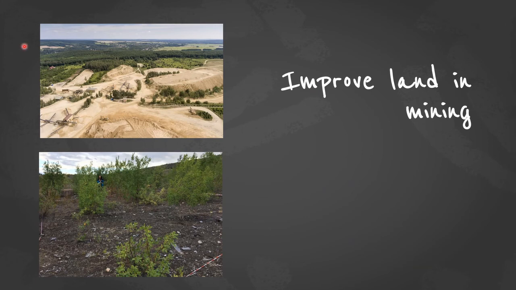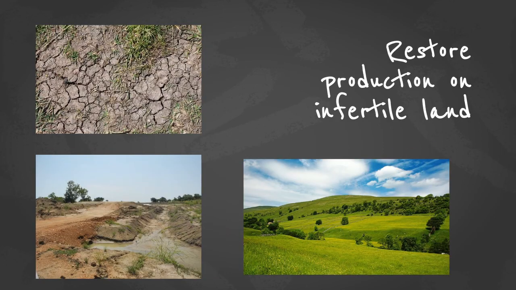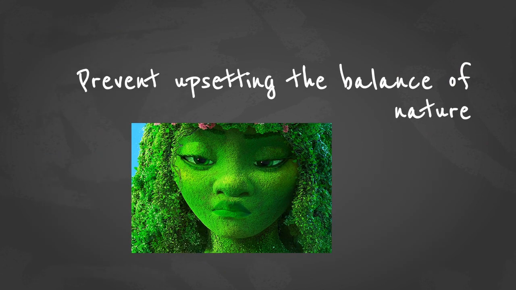Improving land used in mining, for example, by replacing vegetation and filling the mined areas with soil that can be used for agriculture. Another way in which we can conserve and restore the environment is restoring production on infertile land, that is, land that is not amenable to plant growth. And lastly, prevent upsetting the balance of nature.